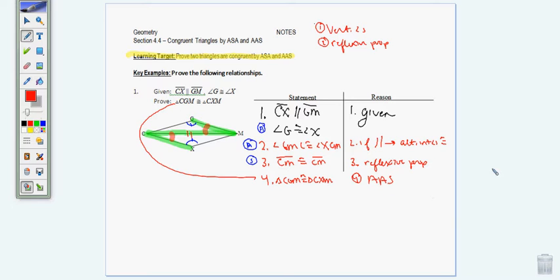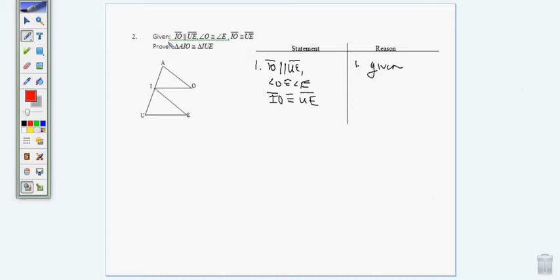Okay, let's take a look at the second proof. Again, hopefully you already have those givens written. So in this one, I'm also given parallel lines. And again, for me, a really good habit to get into is to highlight those parallel lines. So this time they're giving me this segment, IO, is parallel to the segment UE. So I highlight those. And then I look for a transversal that connects those. And I can see that this segment here, AU, is a segment that connects or crosses these parallel lines.